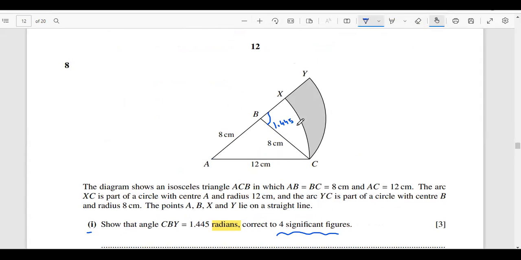1.445. Now let's say if one of you or any student was not able to find this angle in radians, but still you would be knowing that this is the value. So if this is being used in the next part, it's fine. Even if you are getting this wrong, you would only lose marks for the first part and not for the second part. Okay, so now we need to find the perimeter of this shaded part.